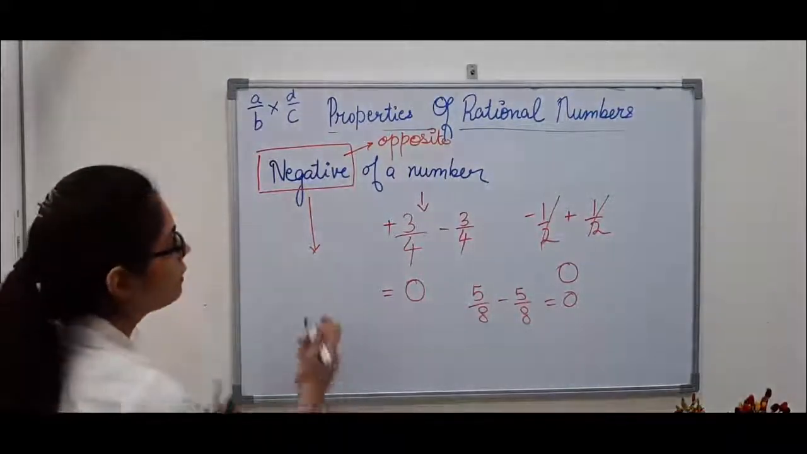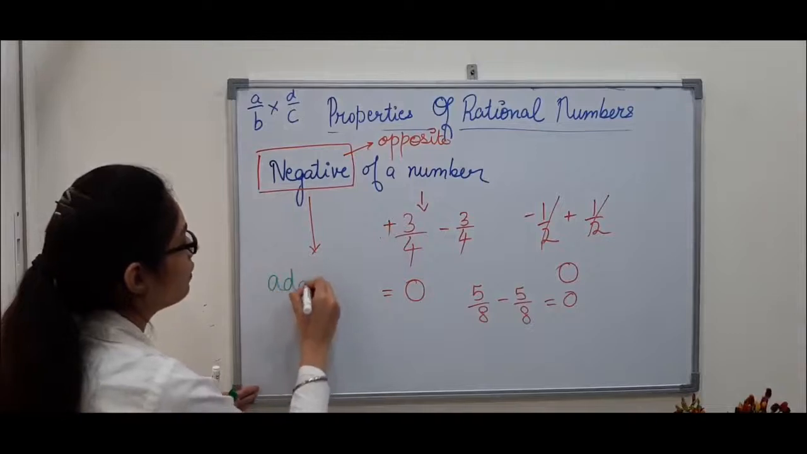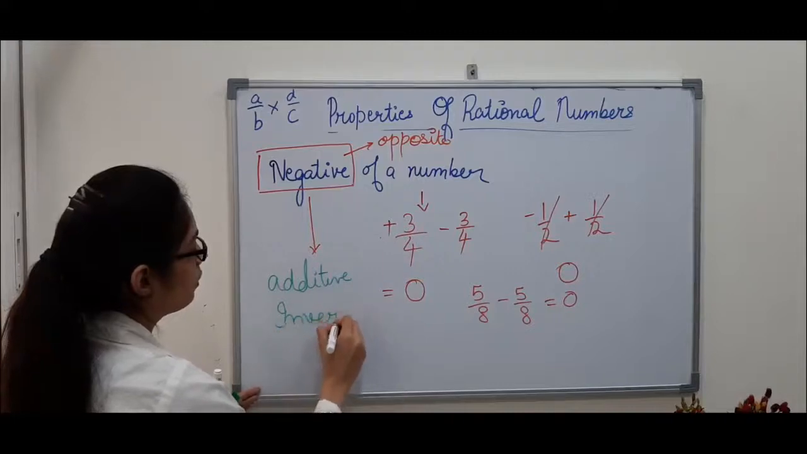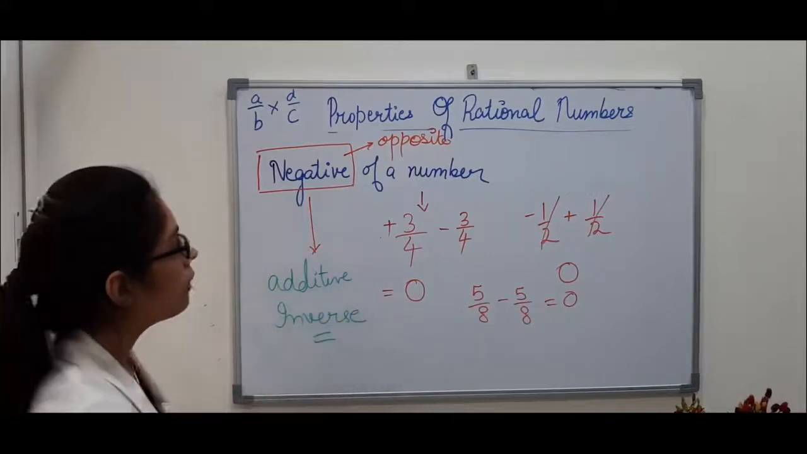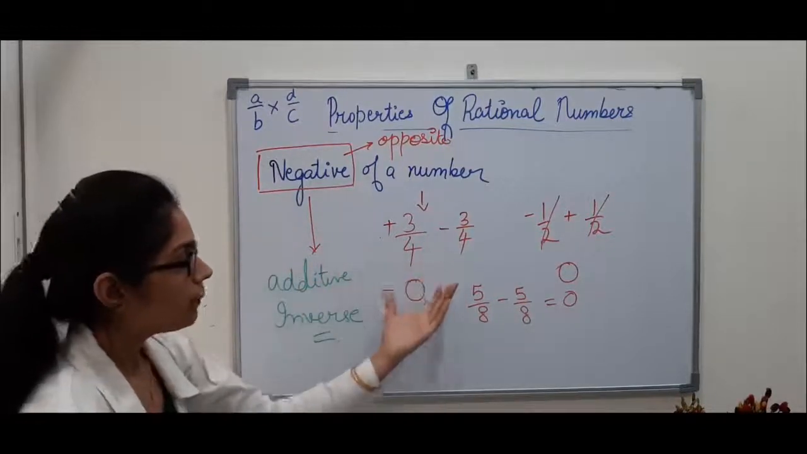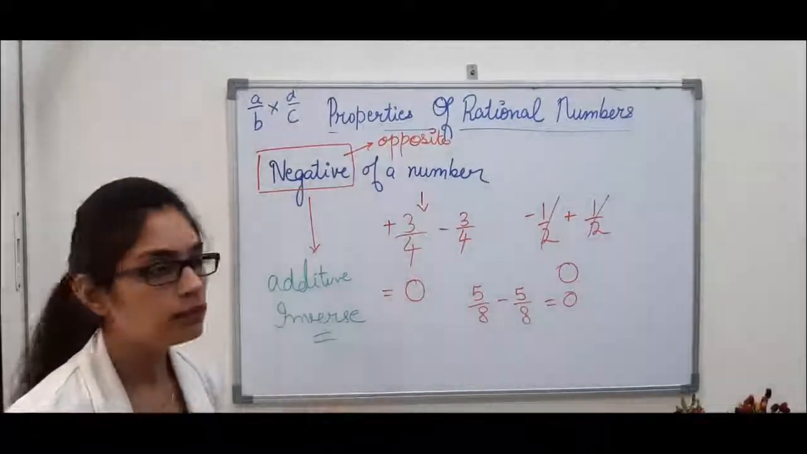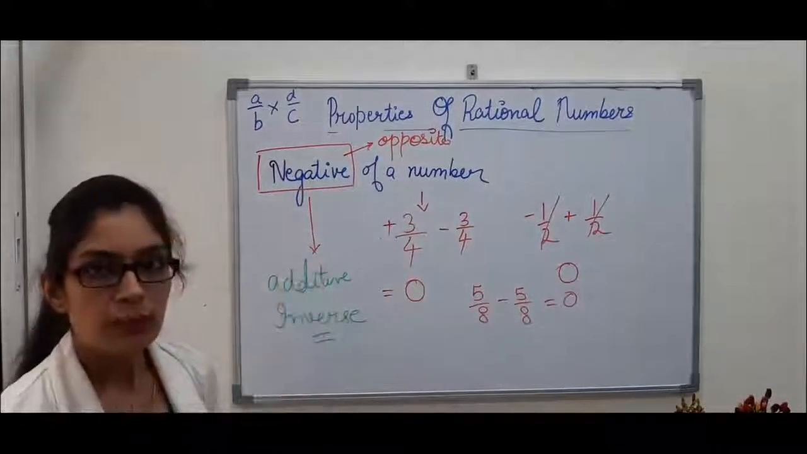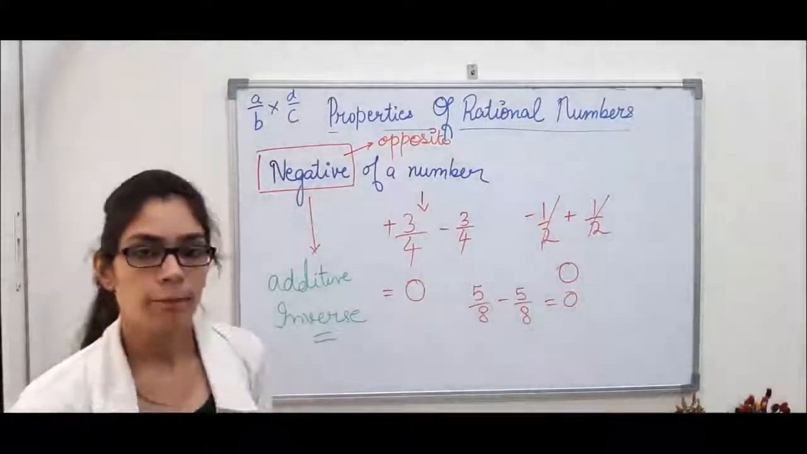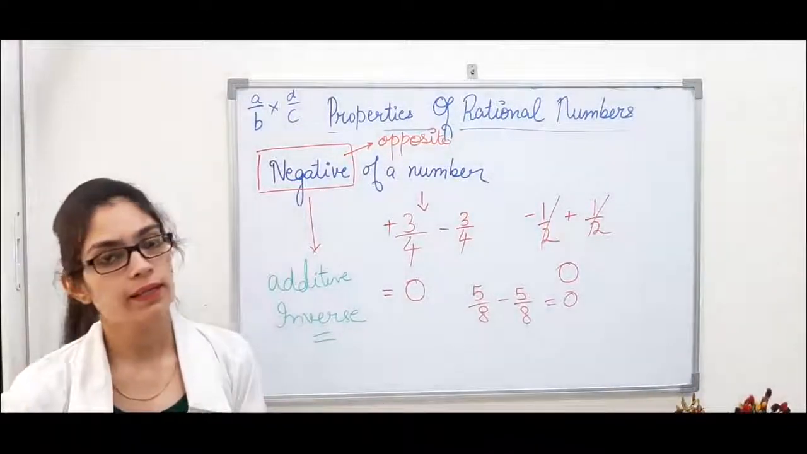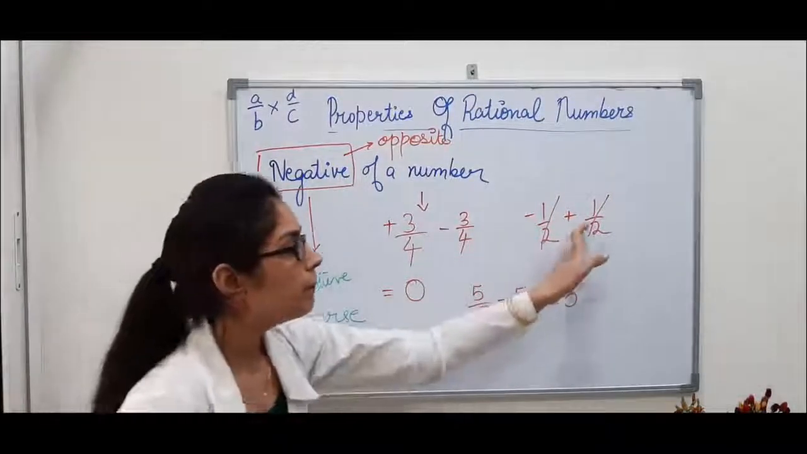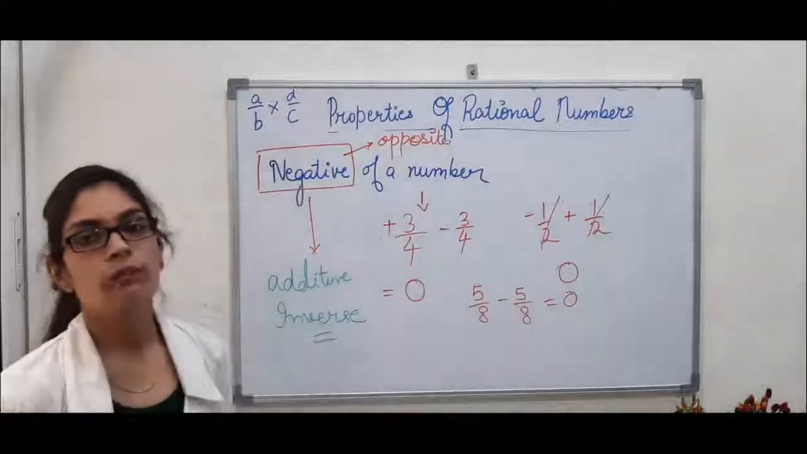Which means the negative of a number is the additive inverse. Whenever we add the additive inverse to the original number, we will always get 0 as our answer. So for any positive number, its additive inverse and negative are the same terms. Whenever you have a positive number, its negative will be negative, and whenever you have a negative number, its negative will be plus, like plus 1 by 2. Always you have to take opposite signs.